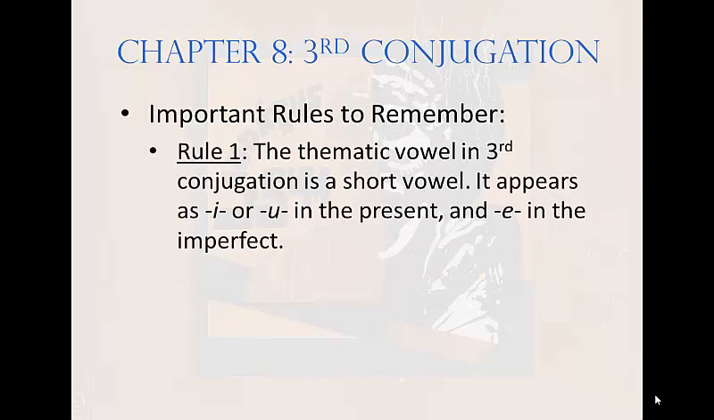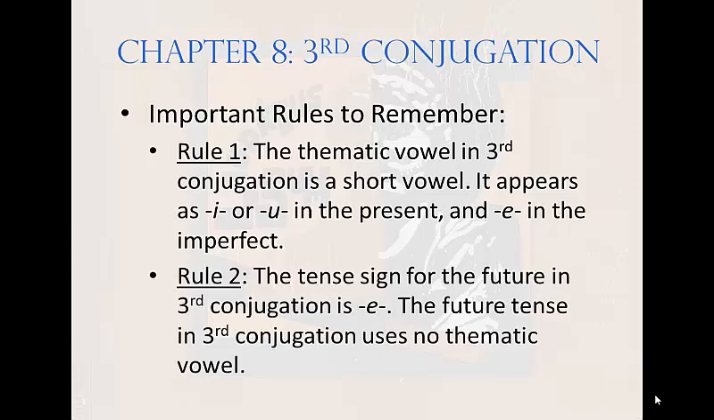Rule 1. The thematic vowel in third conjugation is a short vowel. It appears as I or U in the present and E in the imperfect. Rule 2. The tense sign for the future in third conjugation is E. The future tense in third conjugation uses no thematic vowel.